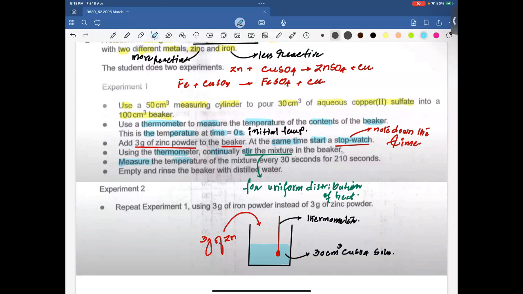Measure the temperature of the mixture every 30 seconds for 210 seconds. That is, I need to stop the reaction at 210 seconds. Empty and rinse the beaker with distilled water. In experiment 2, repeat the experiment by using 3 grams of iron. So in the first experiment, we have used 3 grams of zinc. In the second experiment, I'm going to use 3 grams of iron. The procedure and all the information remains the same. Okay. So let's see what we have.